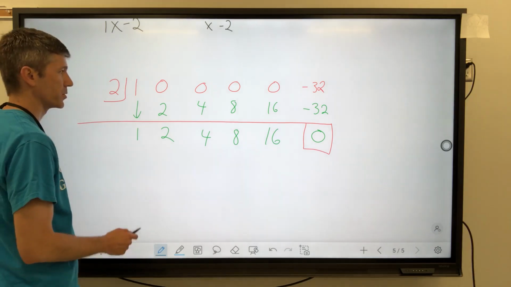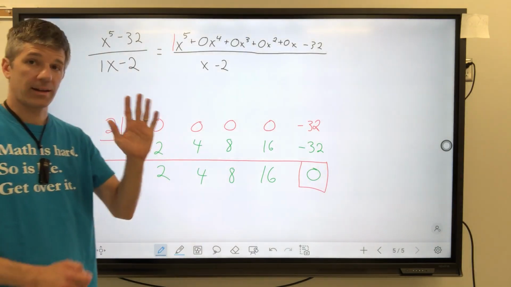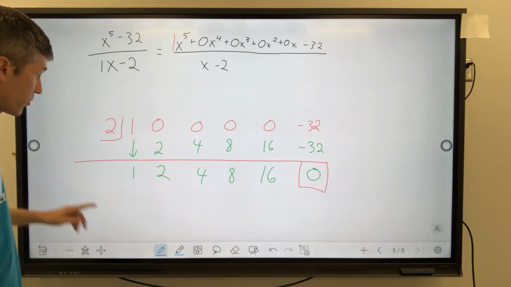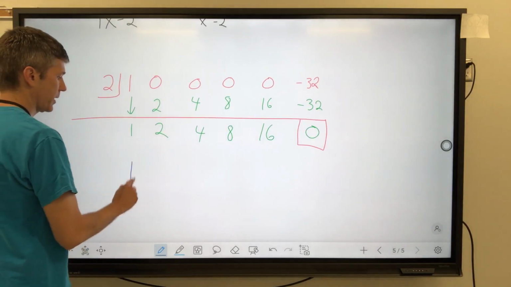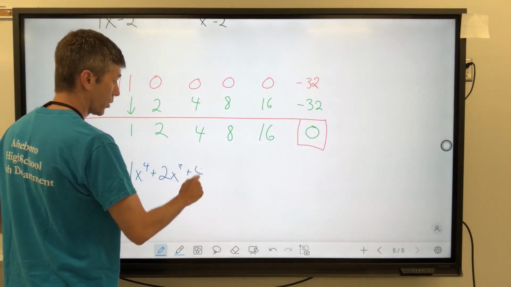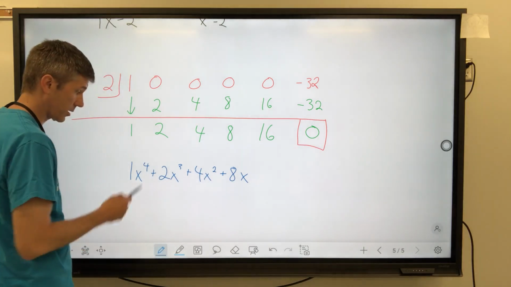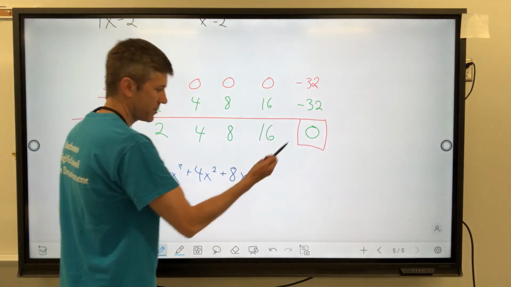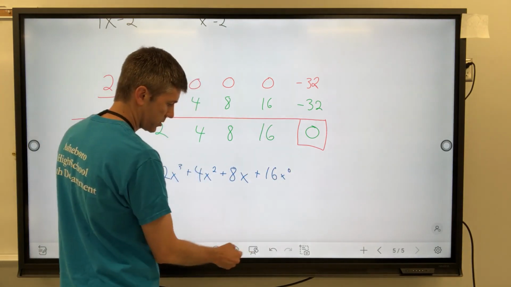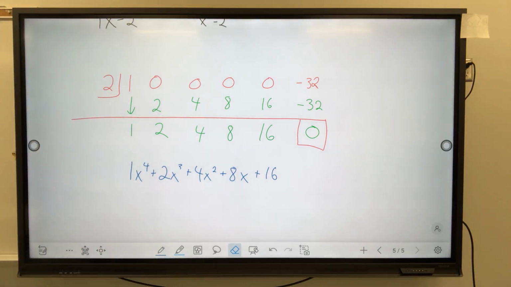We'll write the answer in blue. The original problem was x to the 5th, but we got divided by a linear term. So therefore, it's going to be x to the 4th. So 1 x to the 4th, 2x cubed, 4x squared, 8x. Notice my exponents are counting down. 4, 3, 2, 1, and then 0, technically. 0 exponent, which means it was useless, so don't write it. You can if you want to, but it's useless. And then remainder of 0.